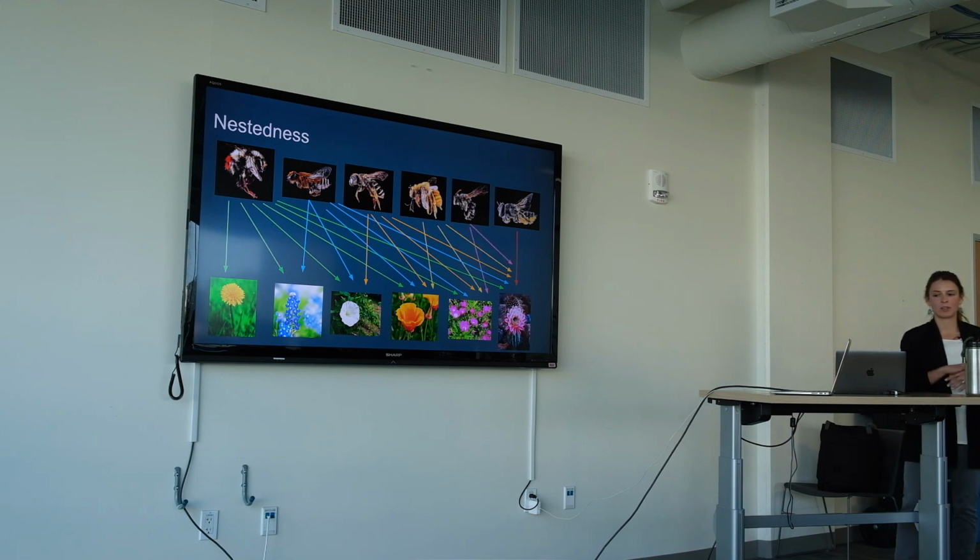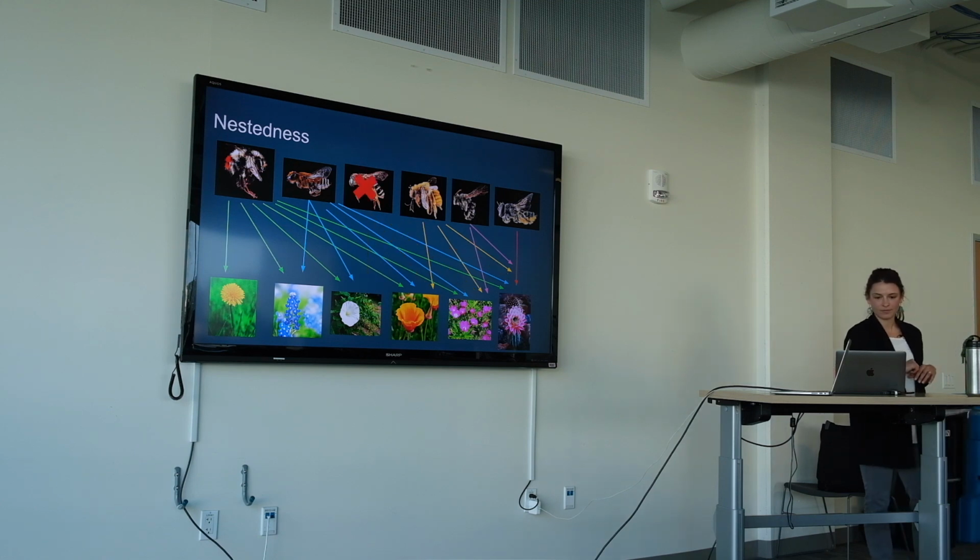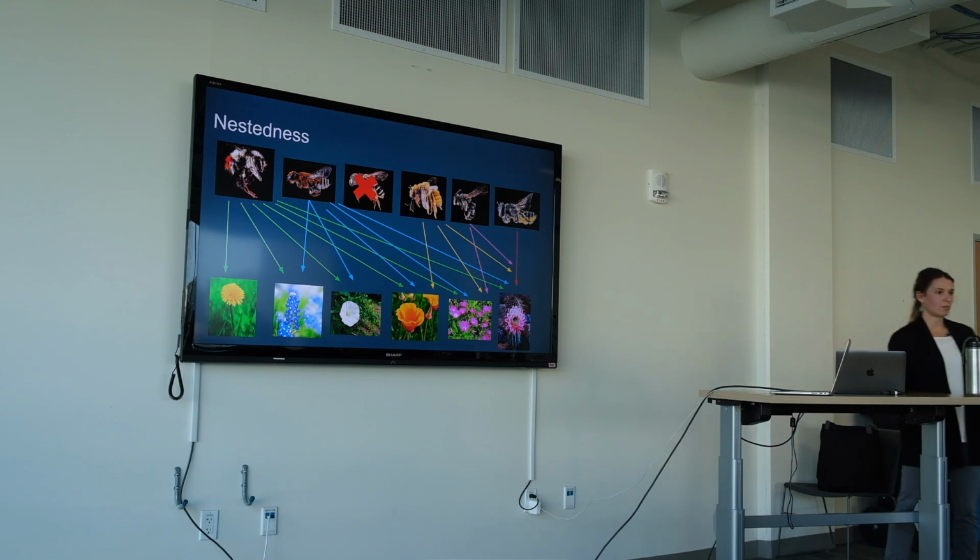And we expect a community with a nested structure to be more resilient to disturbance than one that has a more random pattern of interactions because nestedness creates redundancy. So for the most part, if one bee or plant species is removed from the system, it's redundant enough that the community structure will remain somewhat unchanged.